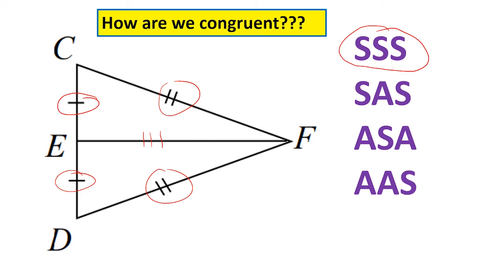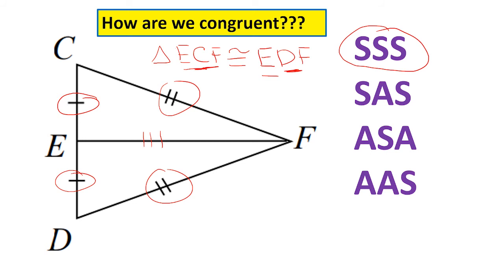A congruent statement that we could write would be triangle ECF is congruent to triangle EDF, because as we can see, EC and ED are congruent, CF and DF are congruent, and EF is congruent to, of course, EF.